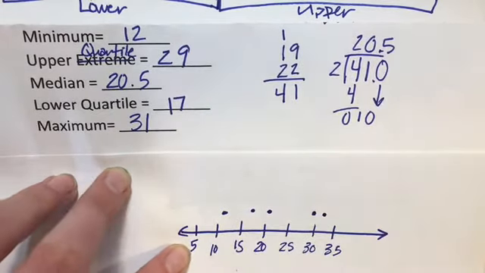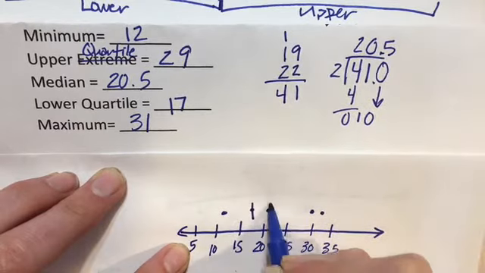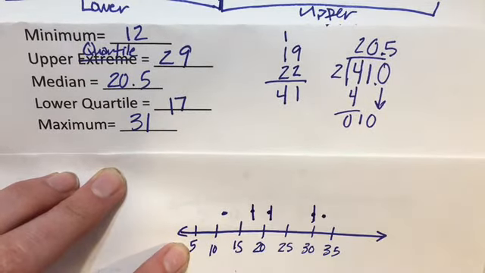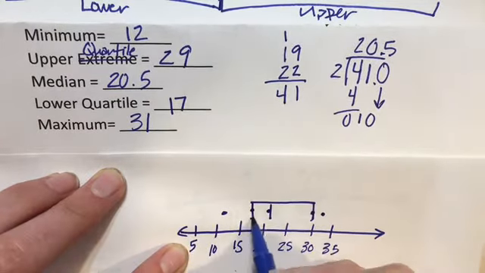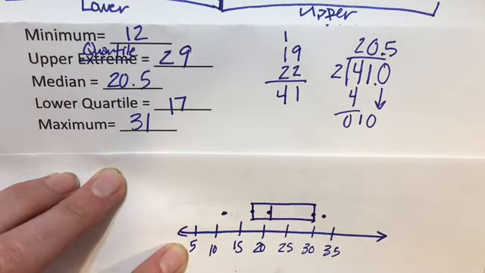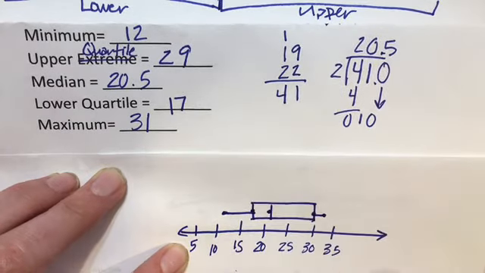Okay, so now we're going to draw in those 3 lines on our lower, middle, and upper quartile, and then connect it into that box. From there, we connect our minimum and our maximum.